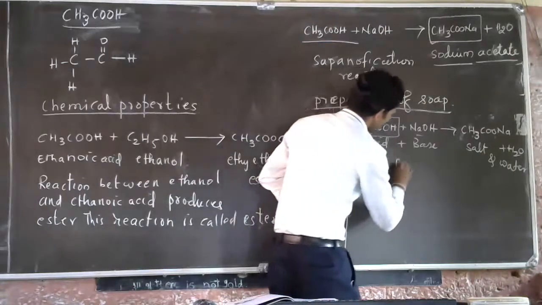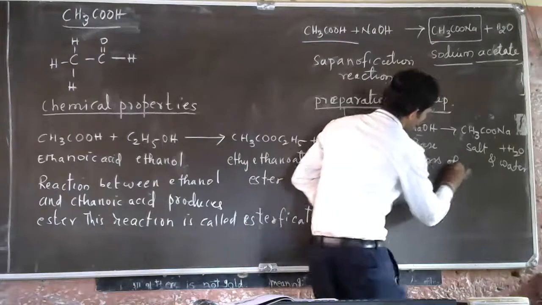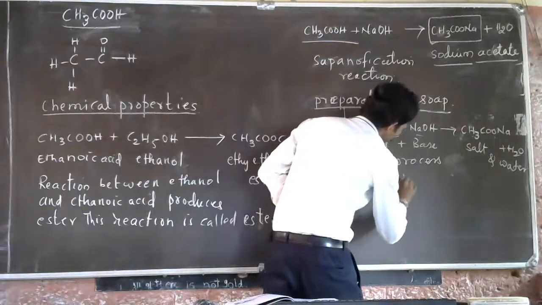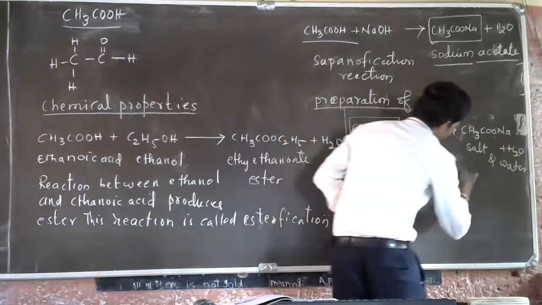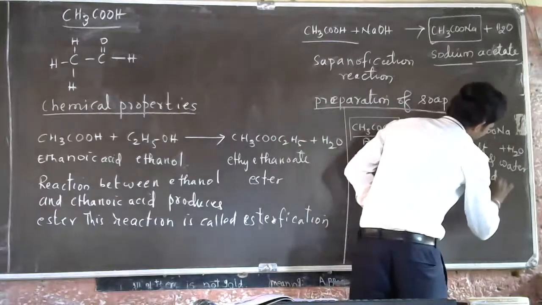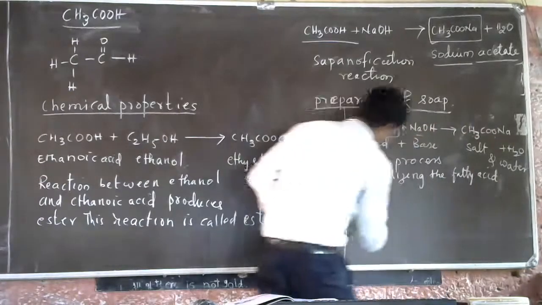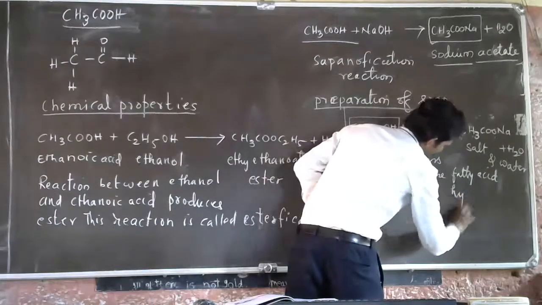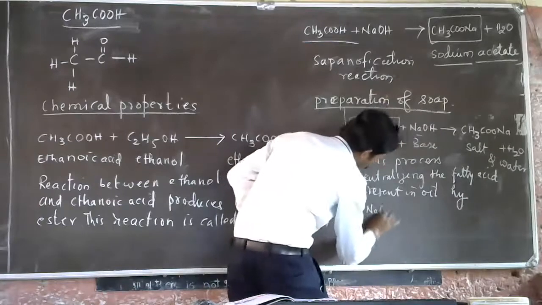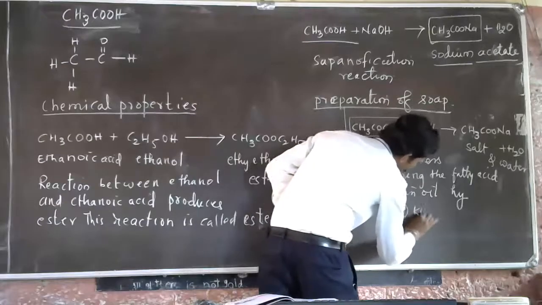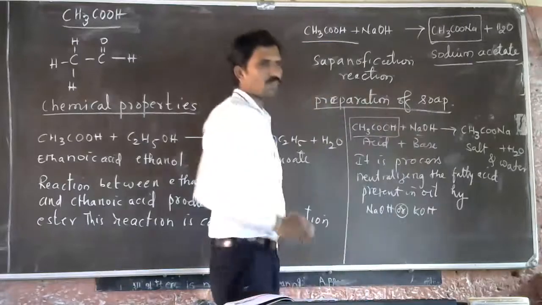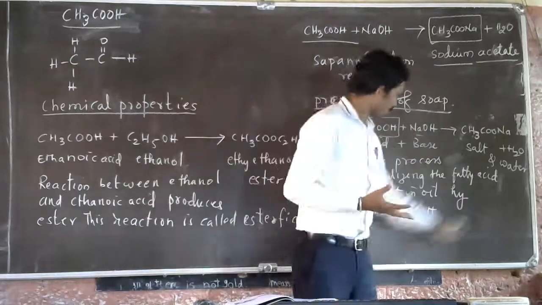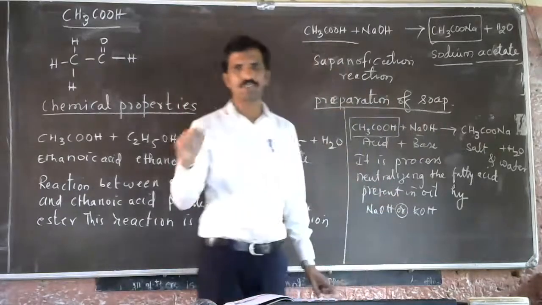So it is a process of neutralizing the fatty acid present in oil by NaOH or KOH. So what it is, neutralization here, because during this reaction actually the soap is produced. That's why we call it as saponification reaction.